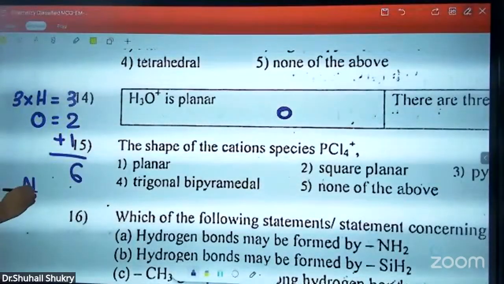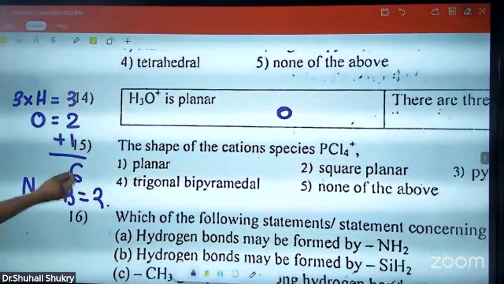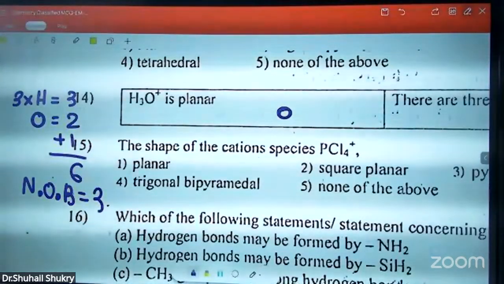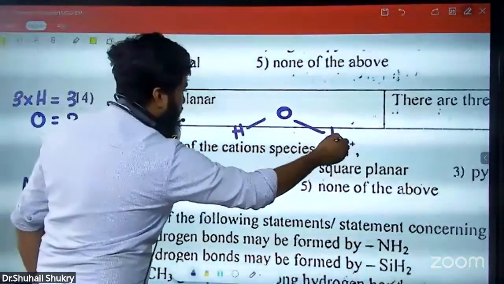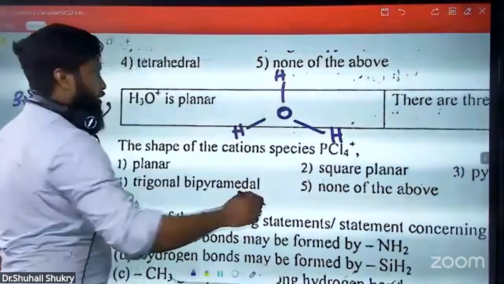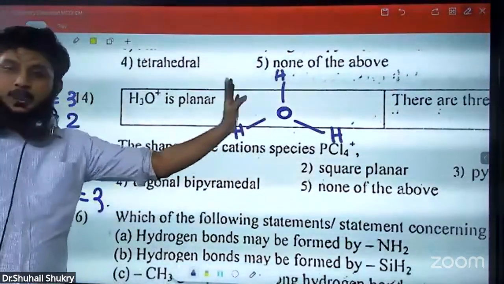Then how many bonds are there? The number of bonds will be 3. There are 3 bonds in this. 3 bonds mean around oxygen, 1 hydrogen, 1 hydrogen, 1 hydrogen. I gave a method to put plus minus things, no? Then around hydrogen, we have 1 bond.